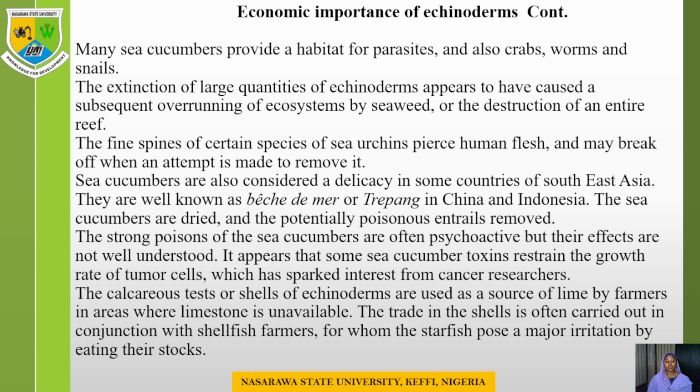The calcareous tests or shells of echinoderms are used as a source of lime by farmers in areas where limestone is unavailable. For example, in some states, they are used as stones for concrete for building houses, and it lasts long. The trade in the shells is often carried out in conjunction with shellfish farmers, for whom the starfish pose a major irritation by eating their stock.